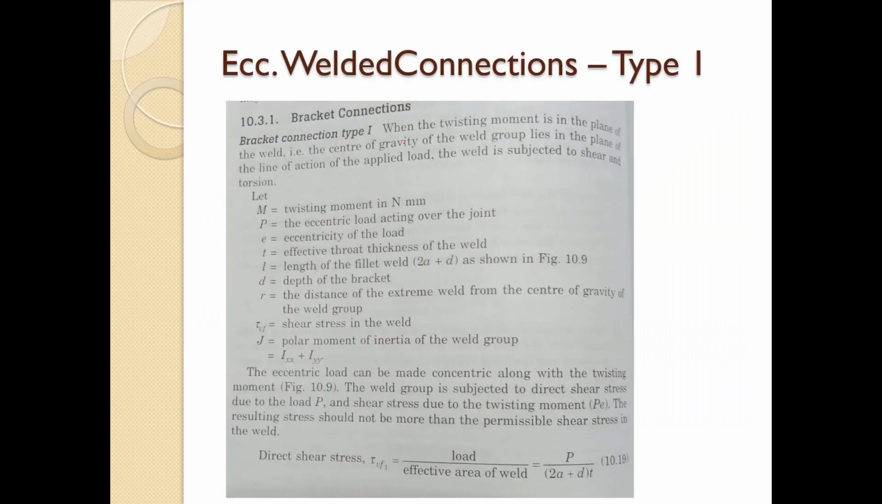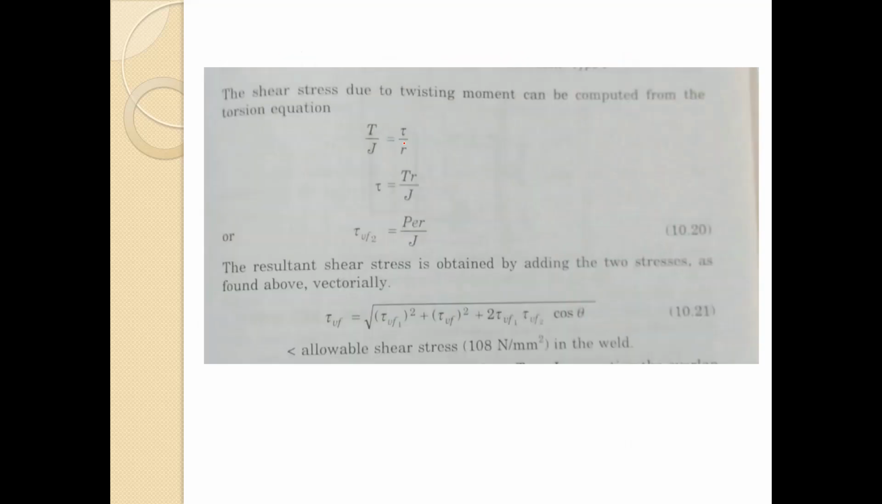Now the shear stress due to the twisting moment. So shear stress due to twisting moment can be computed from the torsion equation. So you have the torsion equation here, that is the twisting moment divided by the moment of inertia equals the shear stress due to twisting moment divided by R, that is the distance of the extreme weld from the center of gravity of the weld group. So we have this stress equals T into R divided by J, or tau Vf2 equals T, which is converted into P into E into R divided by J. So we have both the stresses.